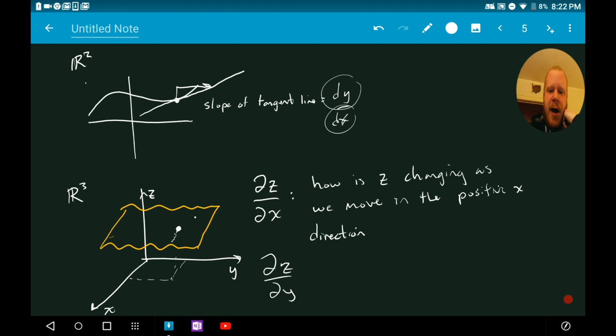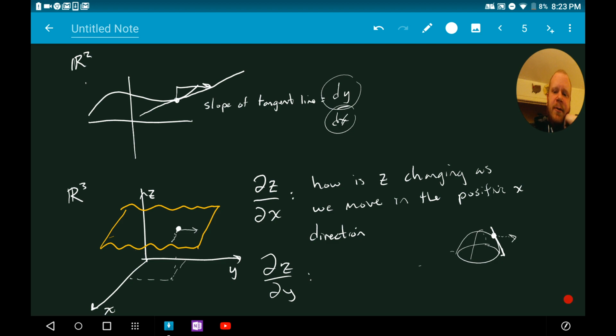Del z del y is going to be how z is changing as we move in the positive y direction. I've drawn a little wiggle here, so as we move along the y-axis, if we take a step in the y direction, how is that surface changing? Is that surface going up or down? You can picture this dome. If I pick this point here and I move in the positive y direction, z is decreasing. So for this point, del z del y would be negative, because as we move in the positive y direction, z goes down.